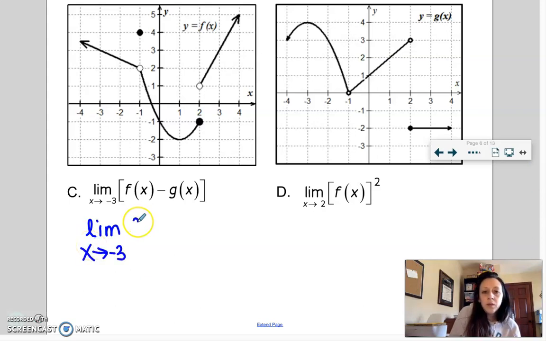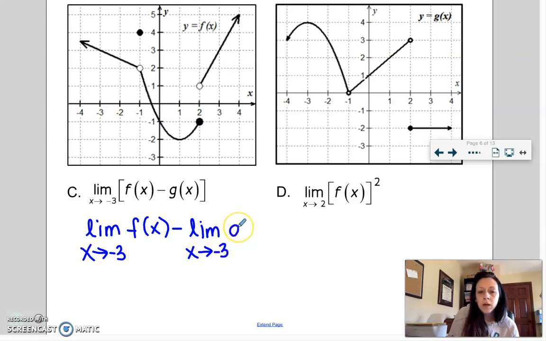Remember, it is possible to get DNE for a limit, which just means it doesn't exist. That also happens here with these limit properties that we're applying, so don't be surprised if you do get a limit that doesn't exist. Hopefully we'll come across one here to help you see what that looks like.